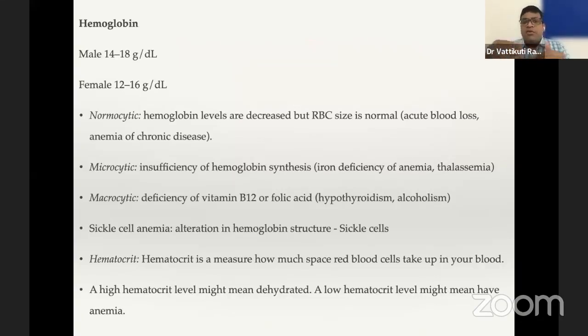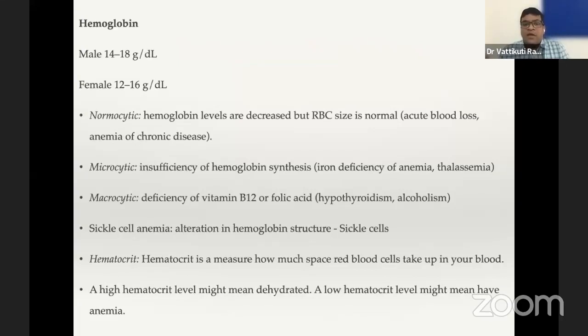If the hemoglobin levels are decreased but the RBC size is normal, it is called normocytic because the cells are still normal in size. It happens whenever there is acute blood loss, where you are rapidly losing blood. So you still have anemia, but it is normocytic RBC. On the other hand, patients with chronic kidney disease, where the production itself is hampered, you end up seeing normocytic anemia. Then the other is microcytic anemia, and the most common cause of microcytic anemia is iron deficiency anemia.